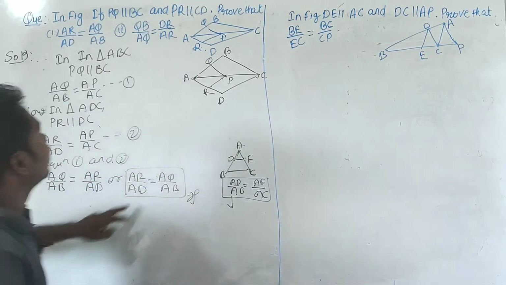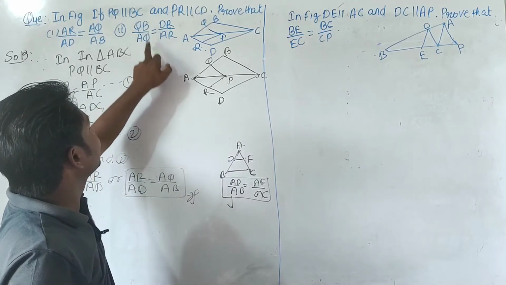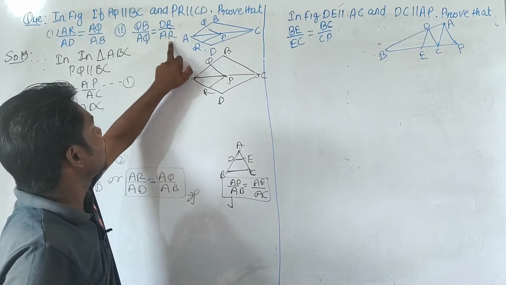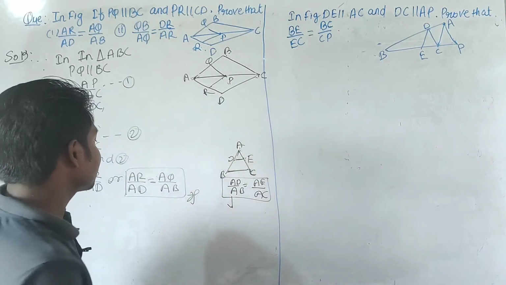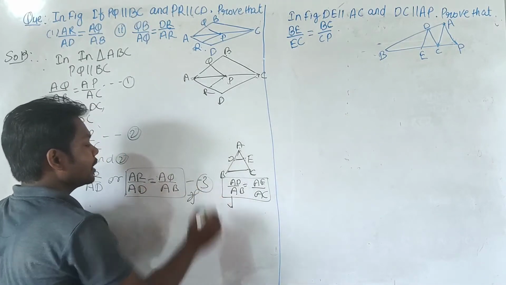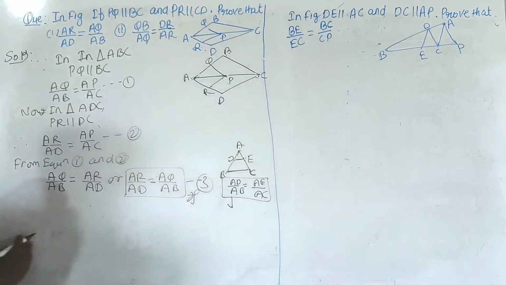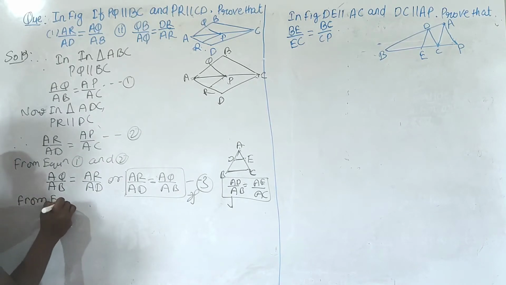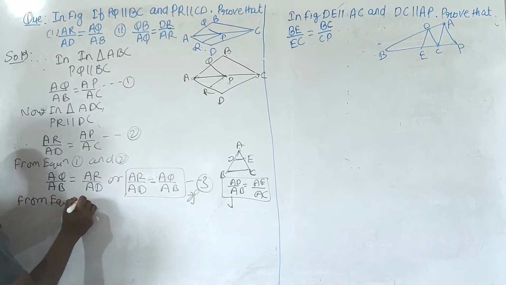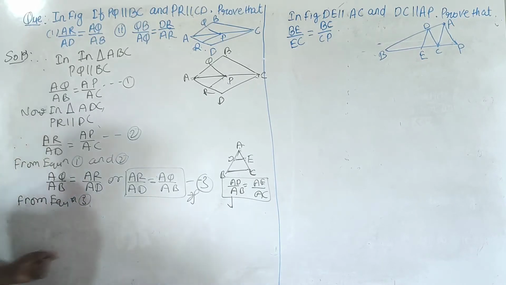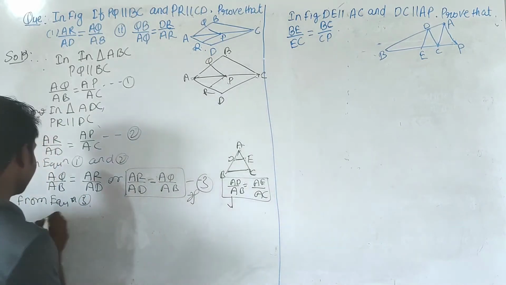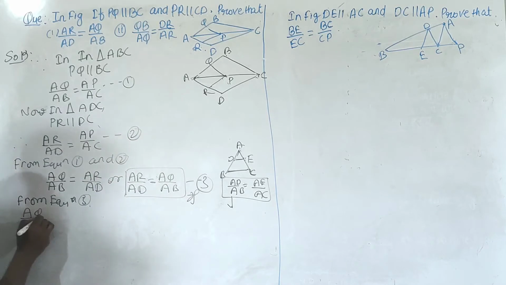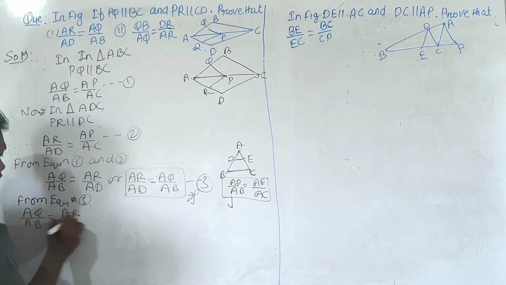Now the second result to be proved is QB by AQ is equal to DR by AR. Let this result be equation 3. Now from equation 3 we can say AQ by AB is equal to AR by AD.